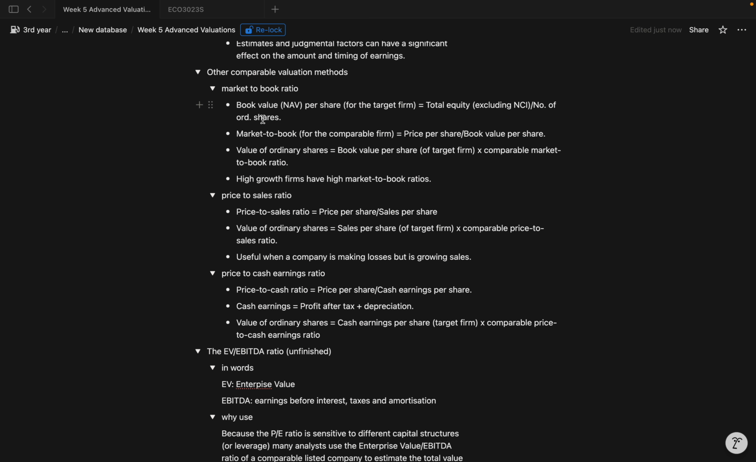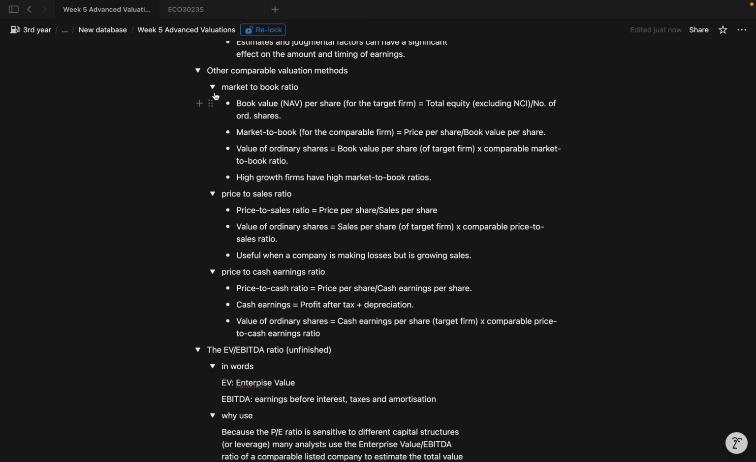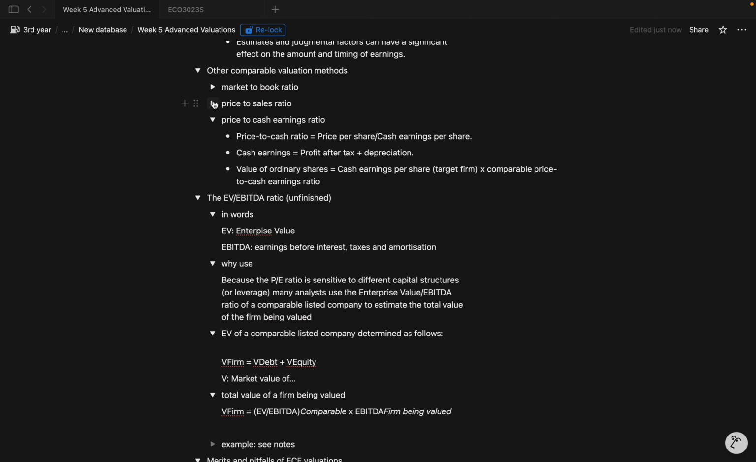So some other comparable market valuation methods. These are not super important, and I haven't seen these being asked in questions. So we'll close that. If you're interested in it, you can look at the notes in the description.